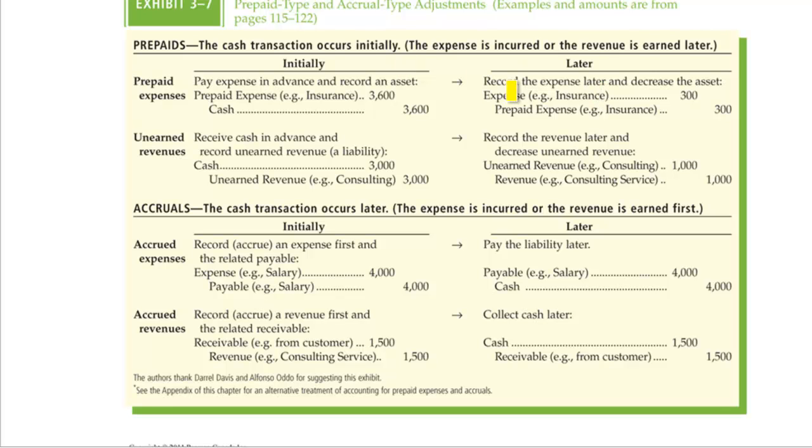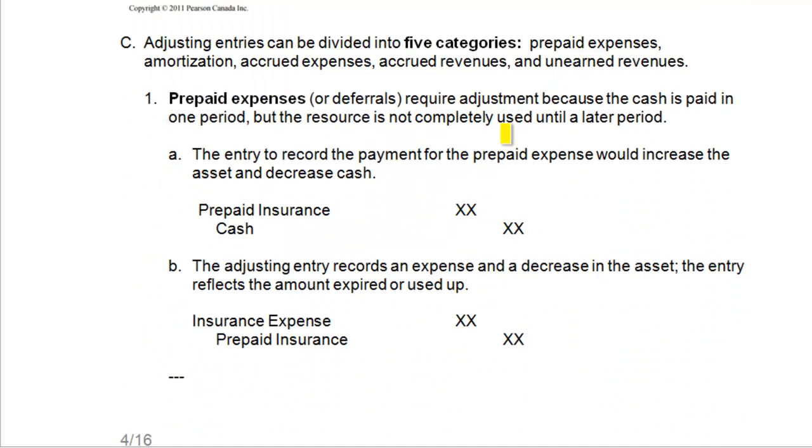So we would do a couple of entries. The entry to set it up, and then as time goes by, you actually convert that prepaid expense, that prepaid insurance, which is an asset, it gets gradually converted into insurance expense, and so on. So you can come back and look at these tables. We're going to look at these in detail right now. So 5 broad categories. Okay, so we talked about prepaids and accruals. More detail now. We have prepaid expenses, we have amortization, we have accrued expenses, accrued revenues, and unearned revenues.